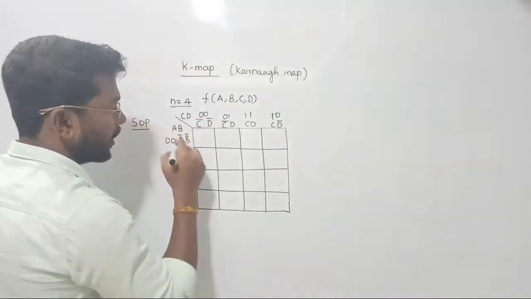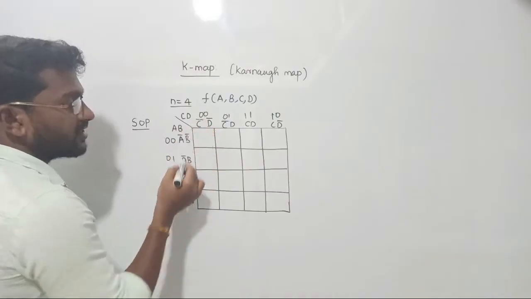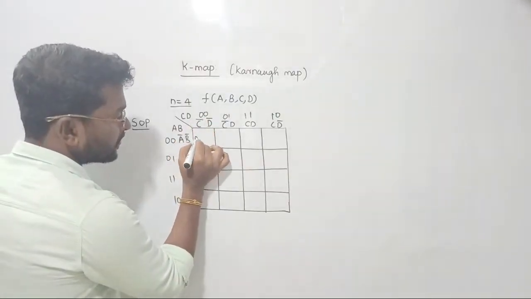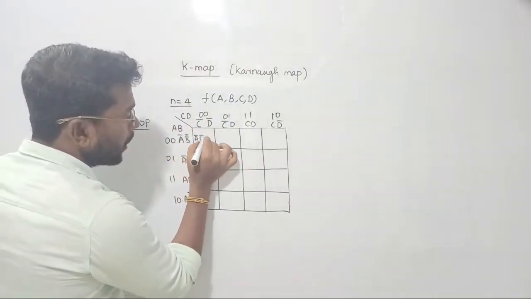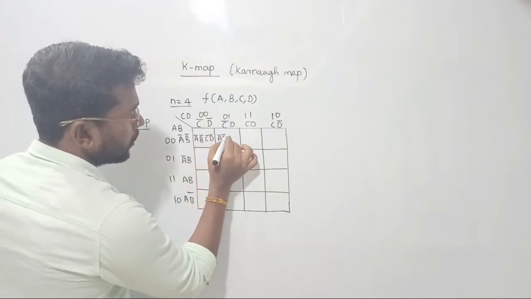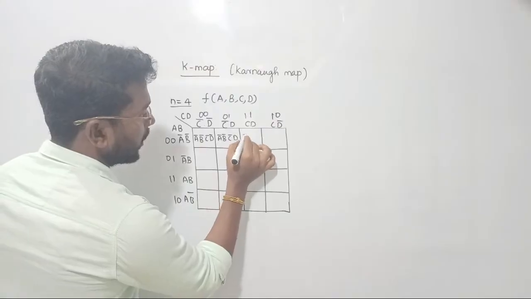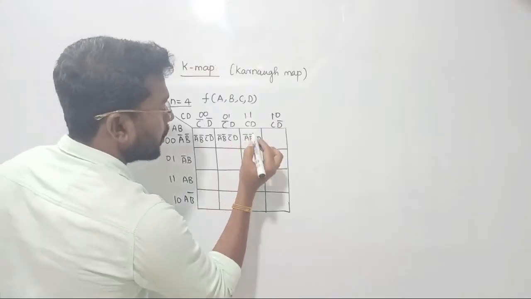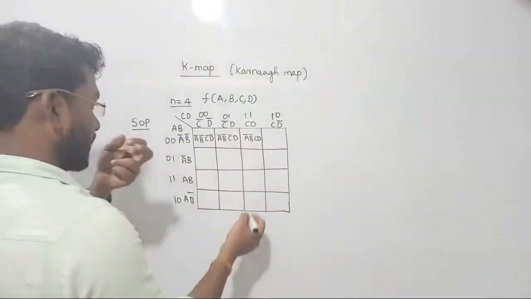So when you multiply, what variables will come? A bar, B bar, C bar, D bar. So this is going to be A bar, B bar, C bar, D bar. Second one is going to be A bar, B bar, C bar, D. Third one is going to be A bar, B bar, C, D. Right? I am just giving the task. Rest of the boxes, you fill in the same way.